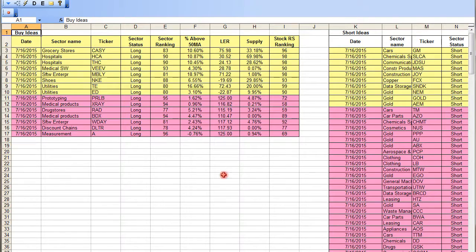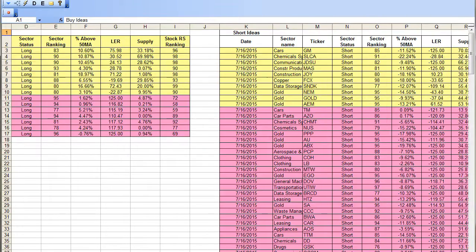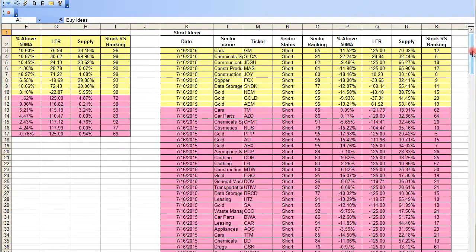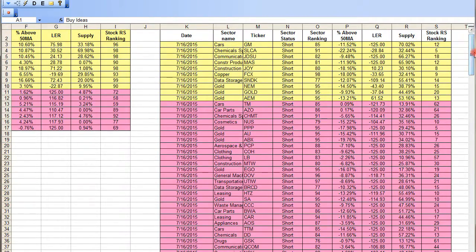Okay. On the short side, you can see that the list is much longer. Why? Because it's easier today to find stocks to short because the market has been bouncing. So here are the weakest stocks from the weakest sectors in a short mode. So all these short sectors have a high ranking on the short side. It means that a lot of people are shorting these sectors. Okay, this is gold, you have copper, you have constructions and that kind of thing. And the car, GM is a really poor stock.